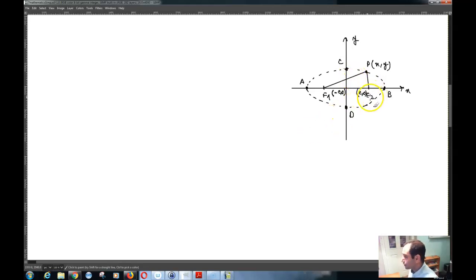So now let's say that F1 and F2 are the foci and O is the midpoint. O over here is the midpoint of the line segment F1F2, and O is the origin. The line from O through F to B is the positive x-axis direction. This is the positive y-axis direction.